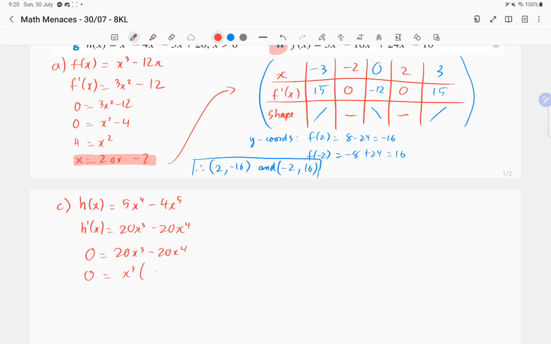Wait, what do I do from here, Corey? Which one? Question B? Question C? How do you do that? Which line? The fourth line? You take out the 20, and then you can divide both sides by 20. 0 divided by 20 is 0. So then I have x cubed minus x to the power of 4. And you take out a common factor.